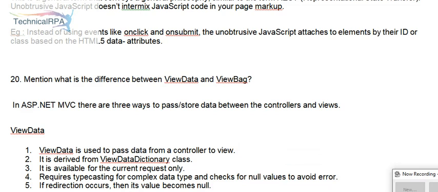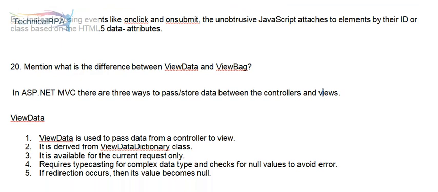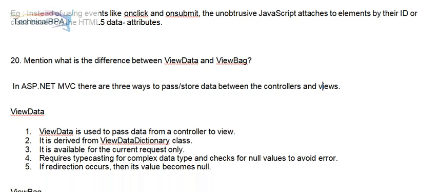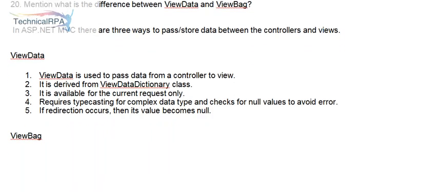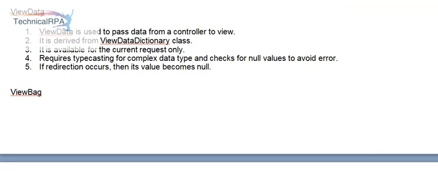20. Mention what is the difference between ViewData and ViewBag. In ASP.NET MVC, there are three ways to pass stored data between the controllers and views. ViewData: 1. ViewData is used to pass data from a controller to view. 2. It is derived from the ViewDataDictionary class. 3. It is available for the current request only. 4. Requires typecasting for complex data types and checks for null values to avoid errors. 5. If redirection occurs, then its value becomes null.